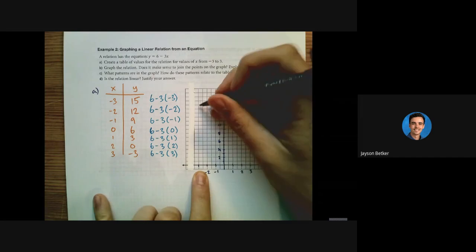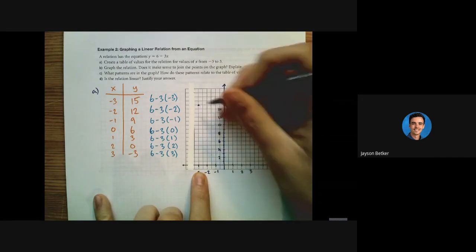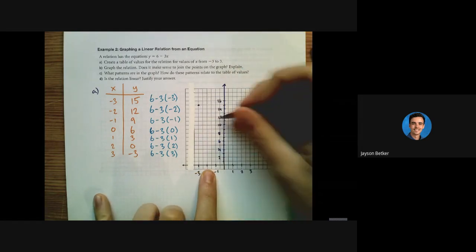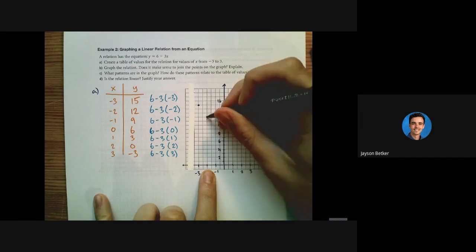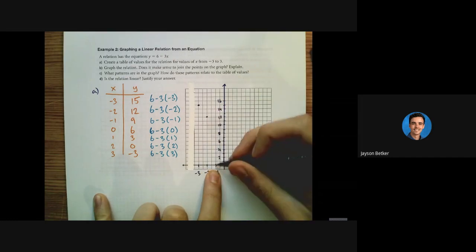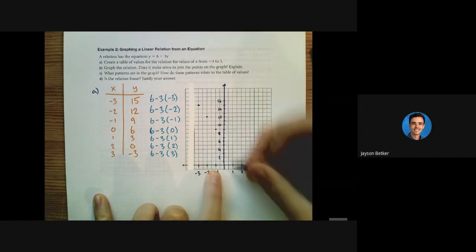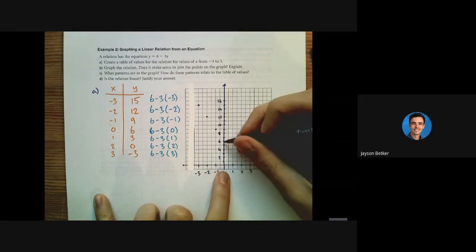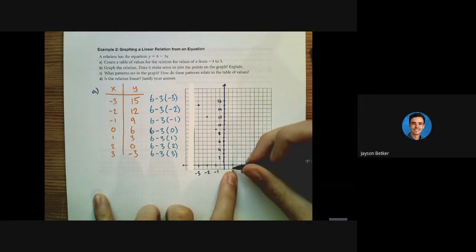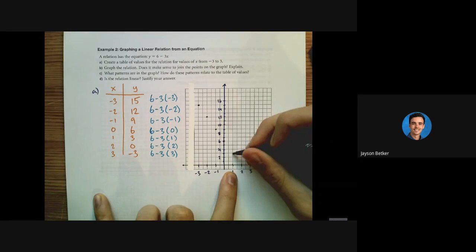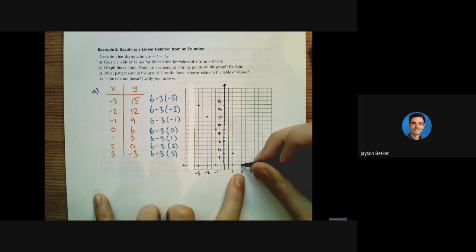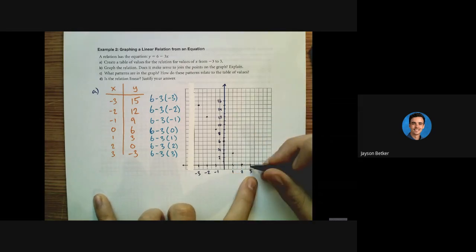Okay, so at -3, I'm at 15. At -2, I'm at 12. At -1, I'm at 9. At 0, I'm at 6. At 1, I'm at 3. At 2, I'm at 0. And then at 3, I'm actually at -3.